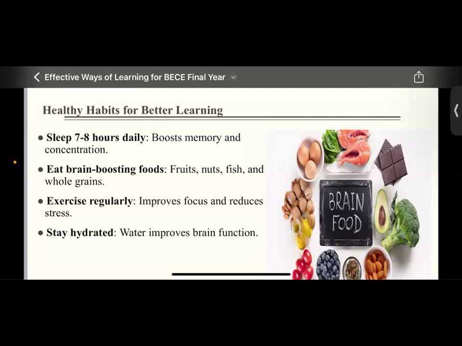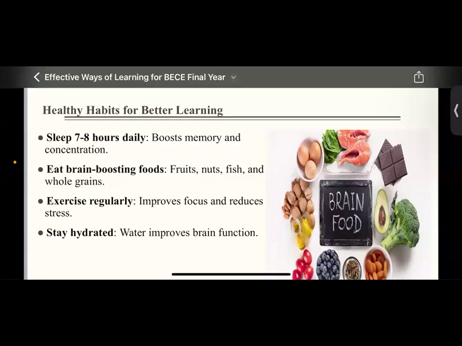Then eat brain boosting foods. Please do away with the junk food around this time, especially the, how do they call it? The noodles. What name do they? Indomie and the rest. At this time, please do away with them. Eat brain boosting foods, fruits are very important at this stage. Nuts are very important at this stage. Fish and whole grains, the wheat and so on and so forth, the Tom Brown and so on. Embrace them from this time. Even the normal cocoa around this time will really, really help you.